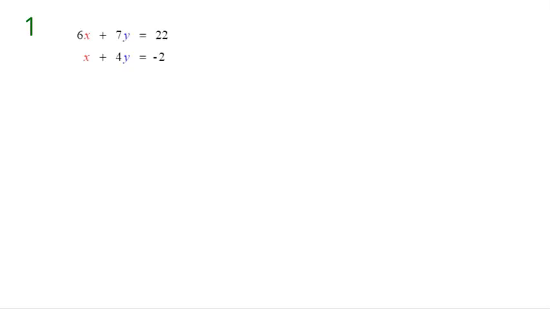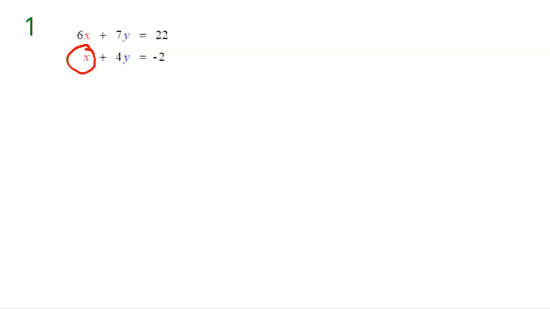If we want to solve a system like this, this is the first problem from the worksheet, by the way. The first thing we want to do is to get one of the variables, say the x, by itself. That would be easiest because it already doesn't have a number in front of it. So what we need to do is get rid of the 4y. So let's write that problem over again.